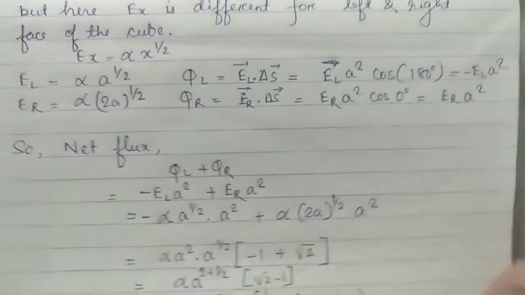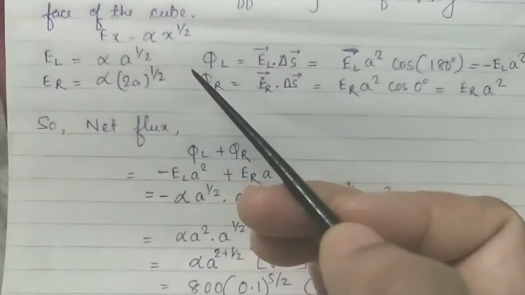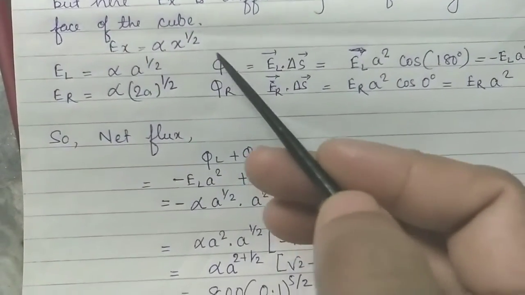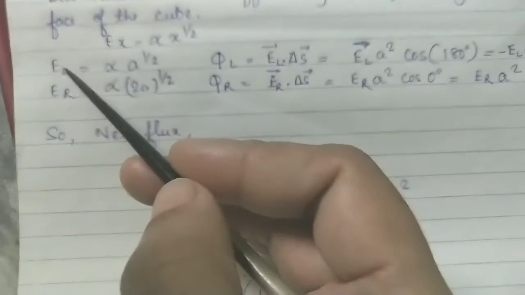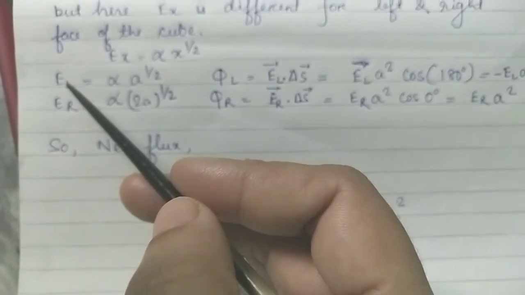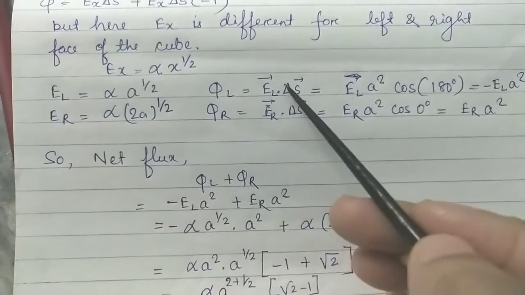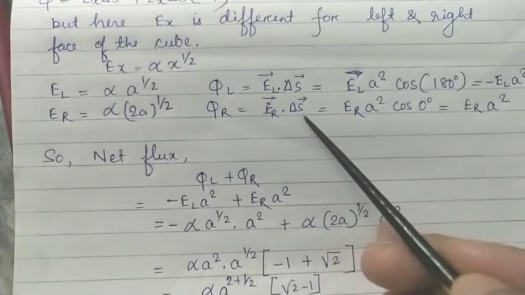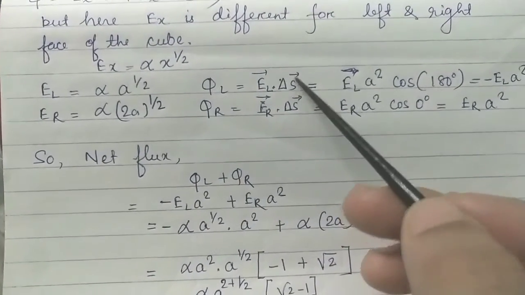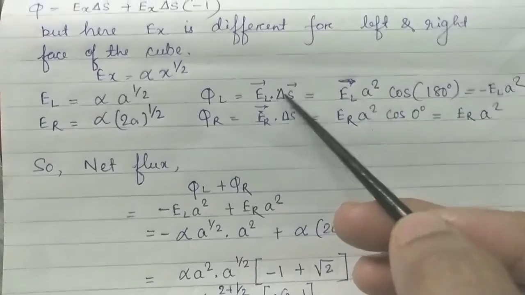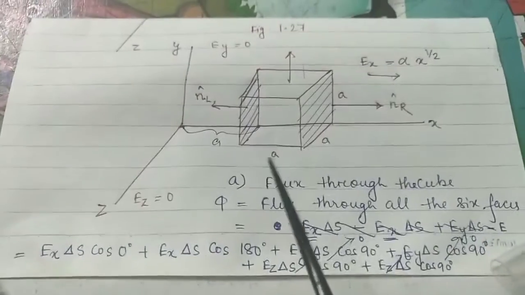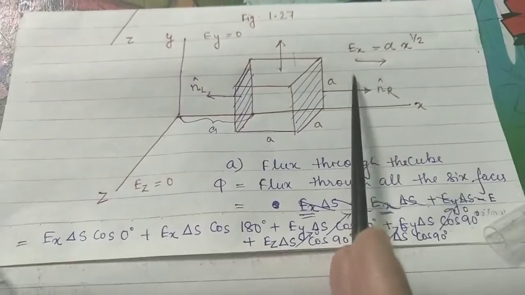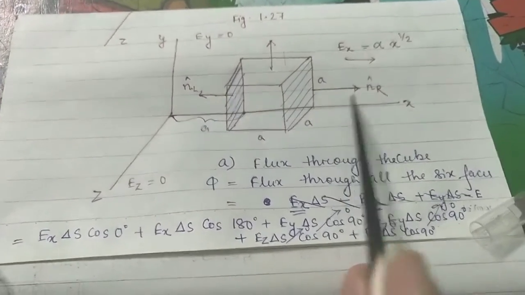Next, it is very easy to solve. You can solve it on your own, still I am writing it for you. I will calculate the flux for the left face, that is phi L equal to E dot dS, or here it is E L dot del S. For the right face, same, E R dot dS. Okay, for the left face, what is the angle? The left face direction is left side, right side 180 degree, right face 0 degree.